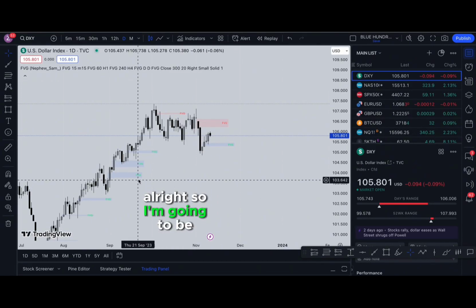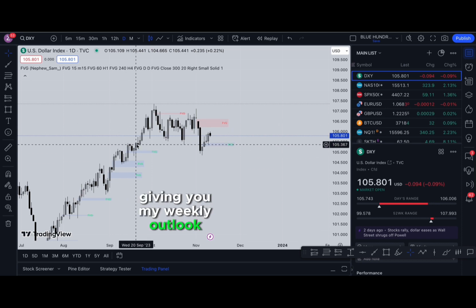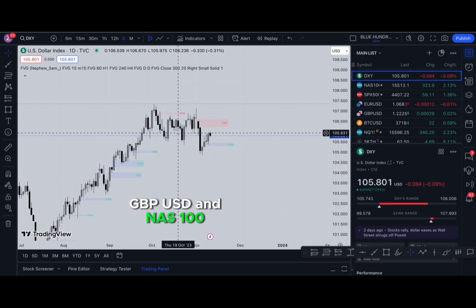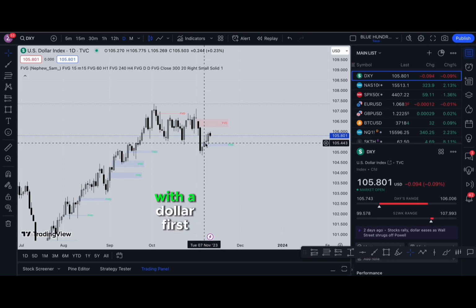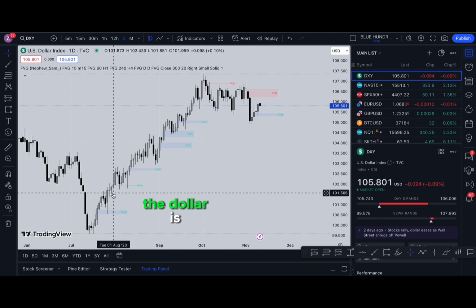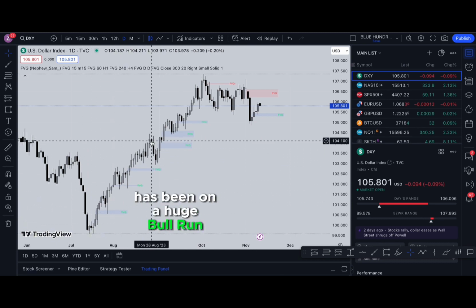Alright, so I'm going to be giving you my weekly outlook on the dollar, GBPUSD, and NAS100. I always like to start off with the dollar first because it kind of gives me a guideline of what I want to be looking for the potential week. So let's get started. As we can see, the dollar has been on a huge bull run, right?